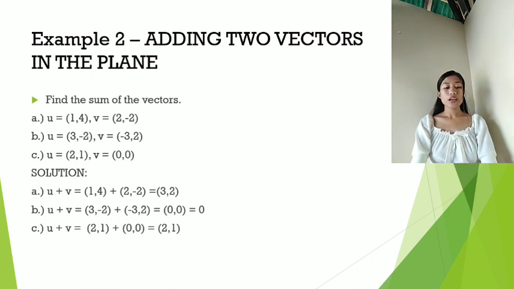Let us take a look at the example 2, adding two vectors in the plane. The problem is, find the sum of the vectors. For letter A, u is equal to positive 1 and positive 4, v is equal to positive 2 and negative 2, and for letter B, u is equal to positive 3 and negative 2, v is equal to negative 3 and positive 2, and for the letter C, u is equal to positive 2 and positive 1, v is equal to 0 and 0. So let us try to solve the problem.